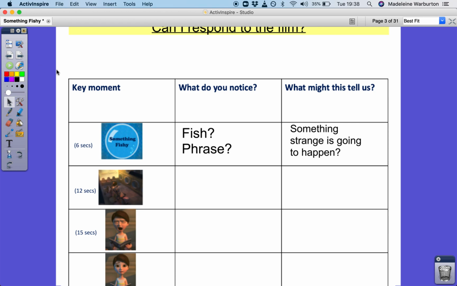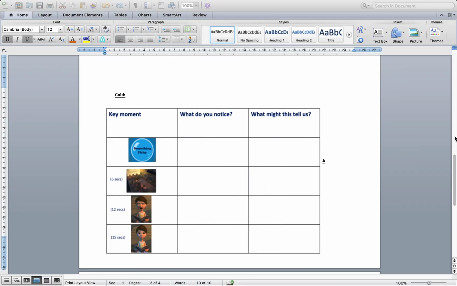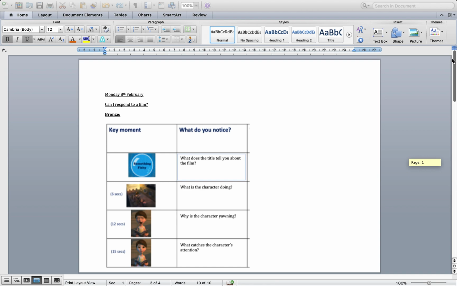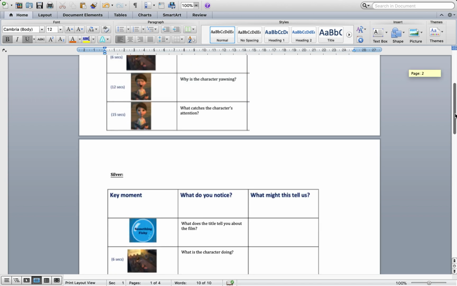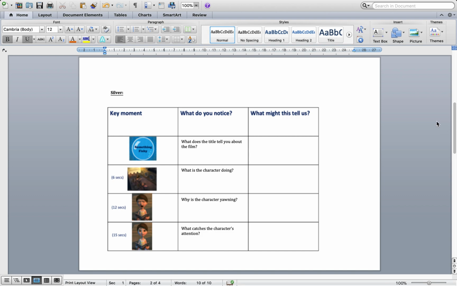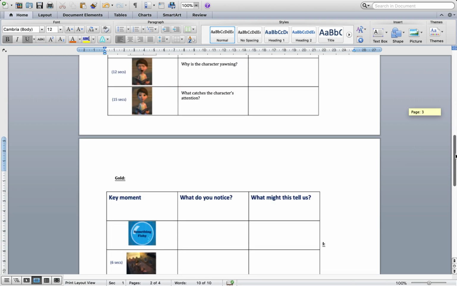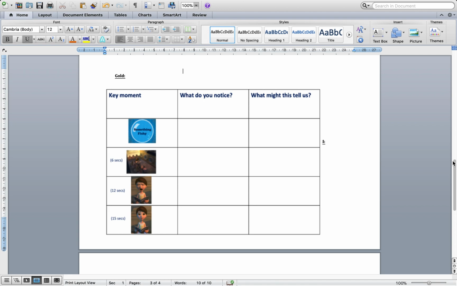Okay, so I want you to think about that today, and I have a sheet here for you. 3 levels of challenge as per usual. The first one here has got some key questions just to prod your memory. What does it tell you about the film? What is the character doing? Why is the character yawning? What catches the character's attention? Silver challenge. Again, you've got those key questions, but also, what might this tell us about what's going to happen in the film? And gold, you haven't got any of the key questions, so you've got to try and infer from the film what you think is happening and what those things tell you.